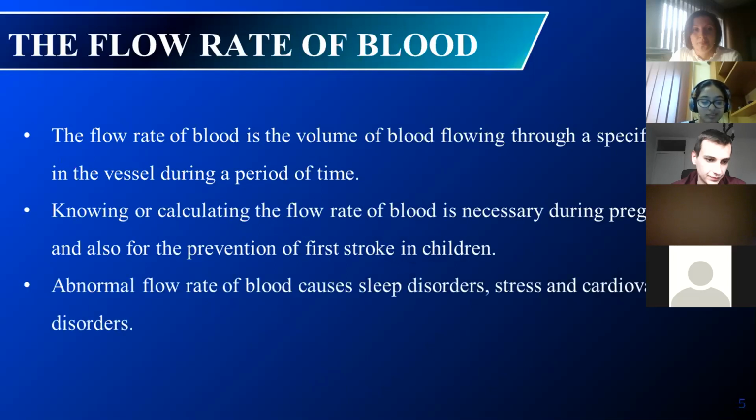Abnormal flow rate of blood causes sleep disorders, stress, and cardiovascular disorders. Medical experts also prefer calculating blood flow rate before performing any surgery. A fluctuating flow rate is the reason for respiratory disorders in many premature ventilated infants. Flow rate of blood is essential for calculating cardiac output, which gives us the amount of blood pumped by the heart.